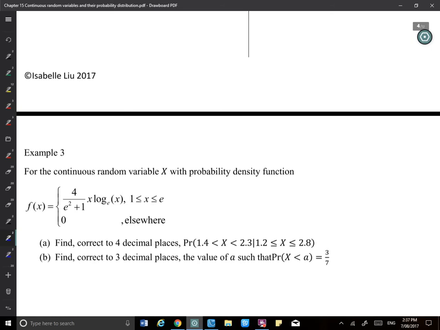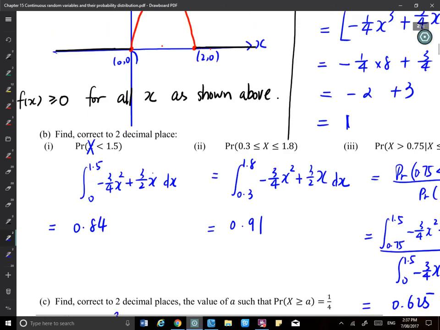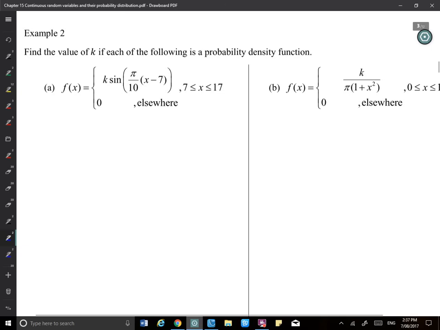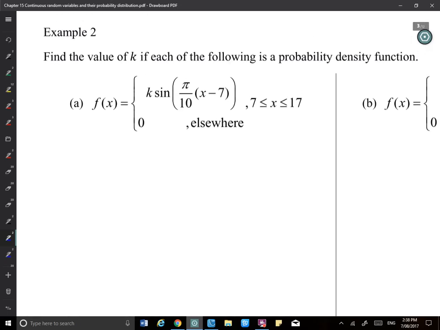All right, next one. Find the value of k if the following is a probability density function. Okay, I'll do one example here and you'll do the rest. Find the value of k. Each of the following is a probability density function.